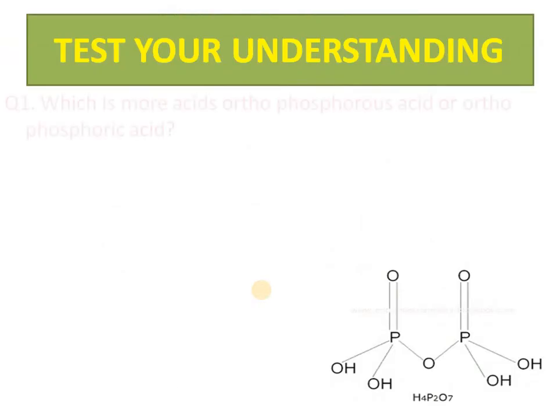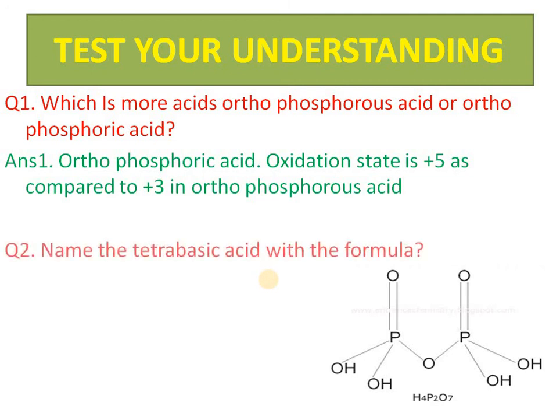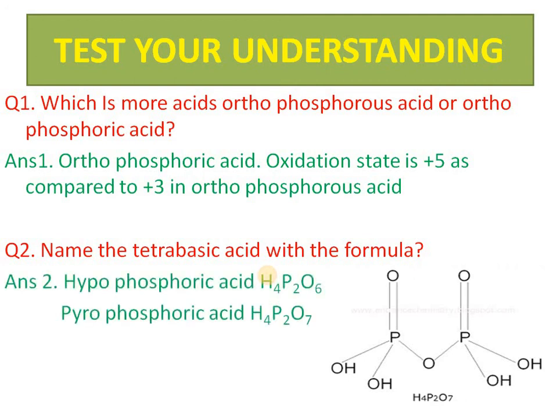So let us take up some questions. Which is more acidic, orthophosphorous acid or orthophosphoric acid? You have to find the oxidation number. More is the oxidation number, more is the acidic character. And next, name the tetrabasic acid. So tetrabasic, you know that two acids are there which are tetrabasic, that is hypophosphoric acid and pyrophosphoric acid.